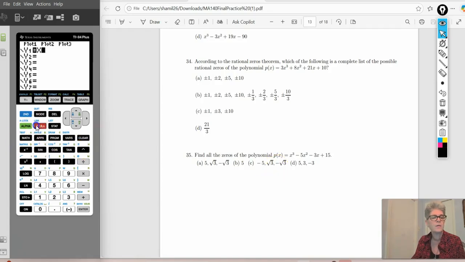I'm going to put in x cubed, then minus 5x squared, then minus 3x, then plus 15. Okay. All right, now I'm going to start with the zoom 6.